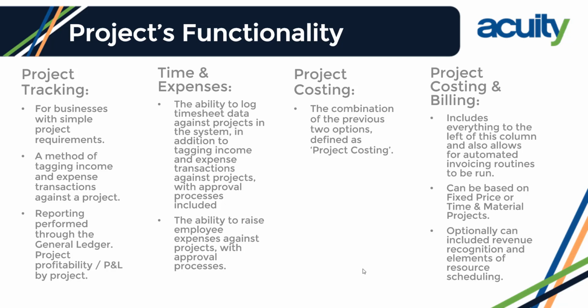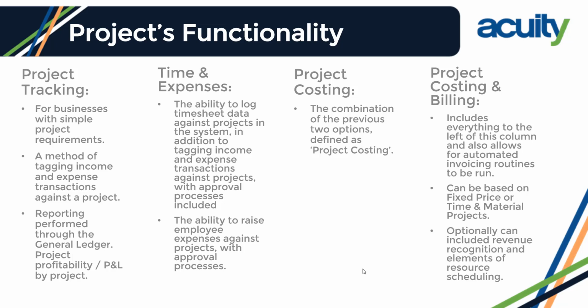If we start on the left hand side, the most basic entry of project information in the system comes through an option called project tracking. This is mainly for businesses with simple project requirements. It allows the tagging of financial transactions, sales orders and purchase orders with the project dimension, such that you can then perform reporting through the general ledger, things like project profitability and P&Ls by project. So that's the most basic option.